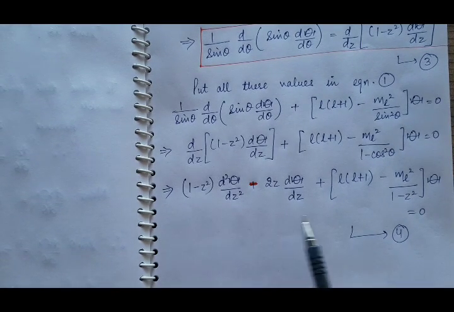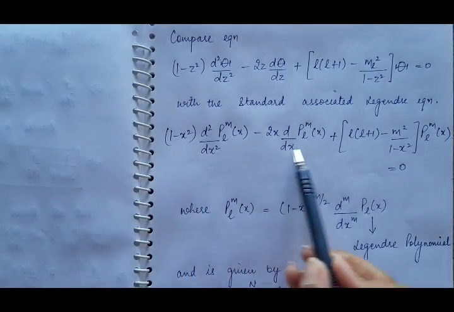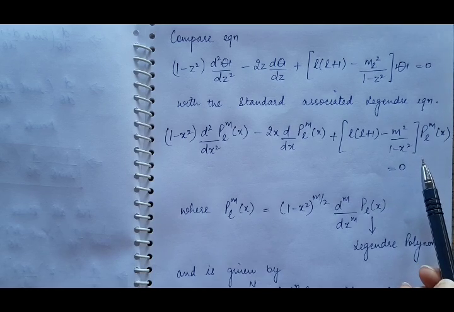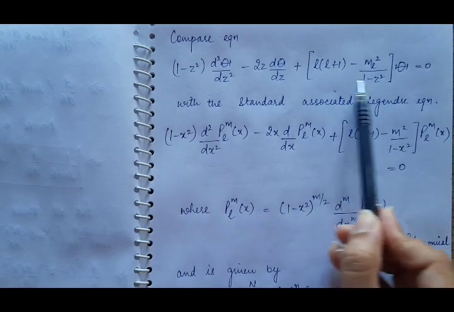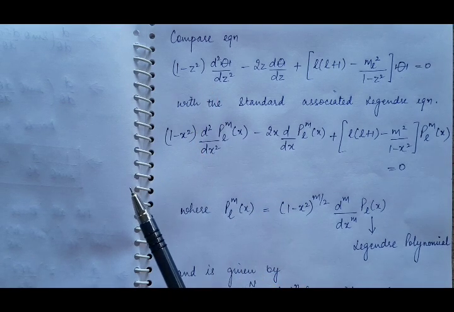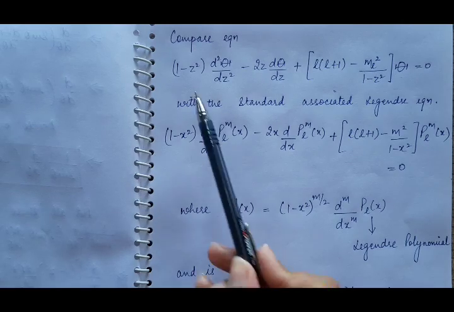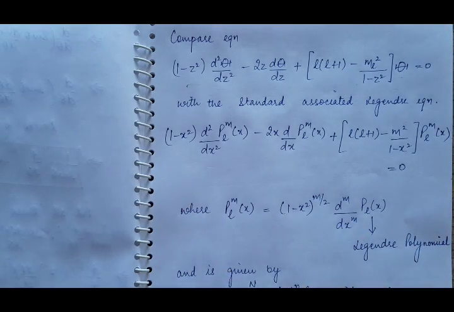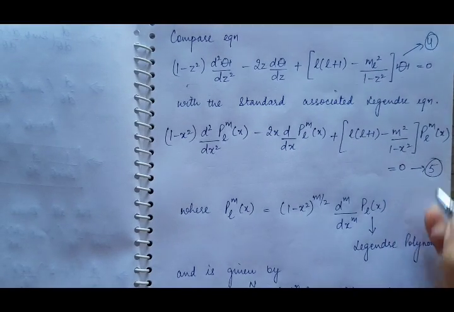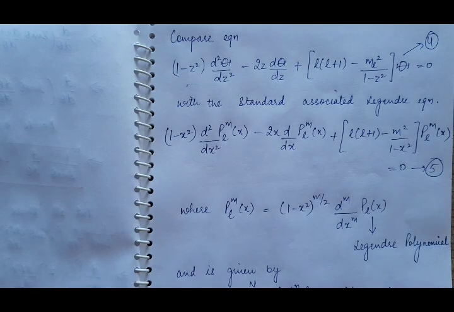And now this equation is exactly similar to the equation of associated Legendre function. This is the equation of the standard associated Legendre function, known as the standard associated Legendre equation, which we have derived by converting the variable theta into z. This is the simplification of equation 1, which we wrote as equation 4, and suppose this is equation 5. Now compare the two equations 4 and 5.